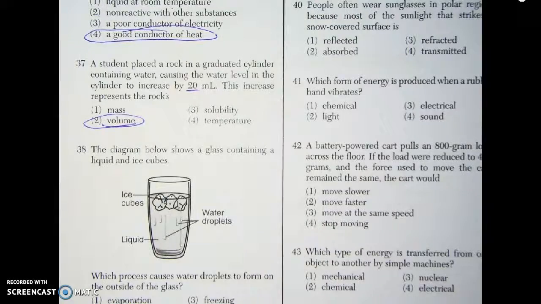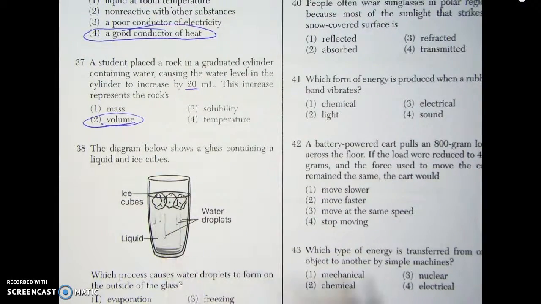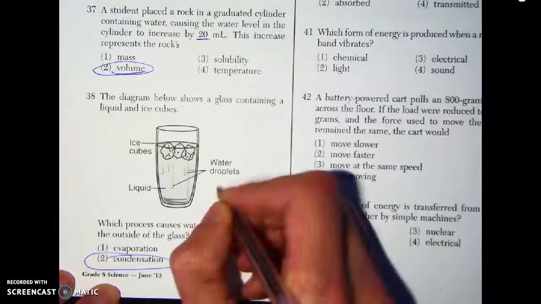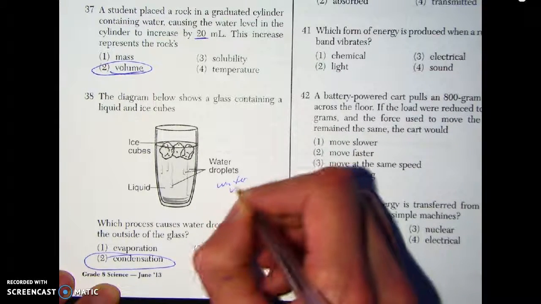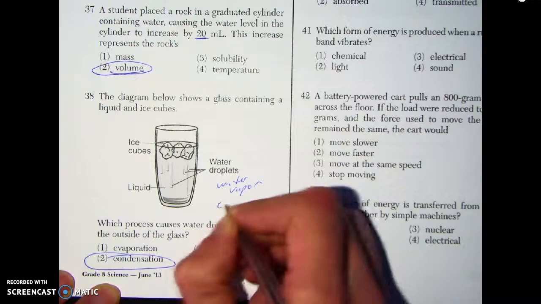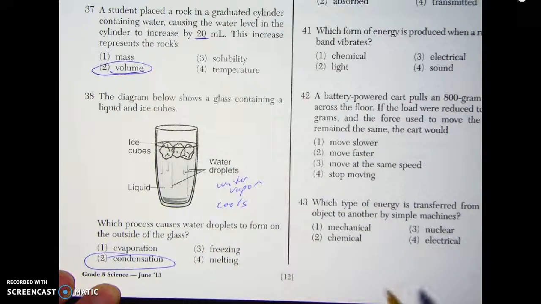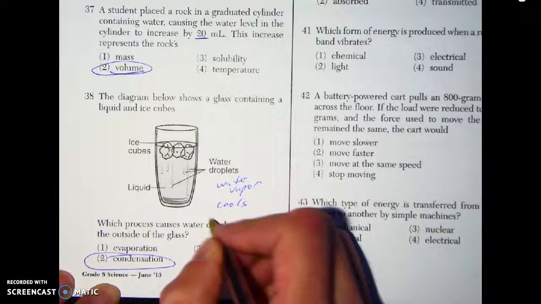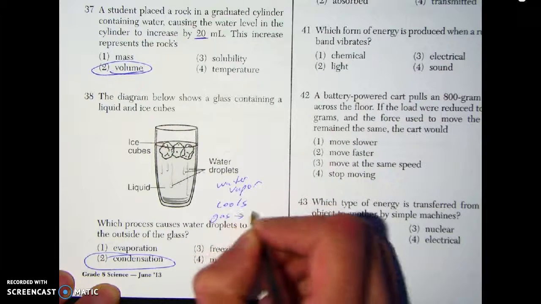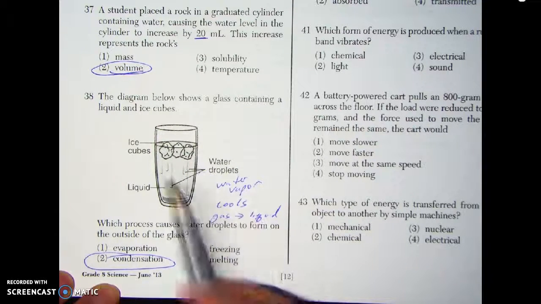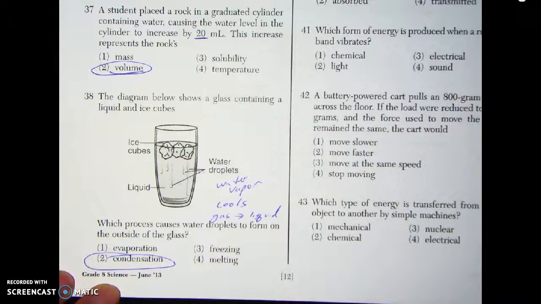Okay, for 38, we've got some ice cubes. These little droplets of liquid water are condensation. The water vapor in the air cools because of the ice and condenses and forms little water droplets on the outside surface of the glass. Condensation means that we go from gas to a liquid. When we have water vapor in the air, I think that we all know that the air is kind of humid sometimes. And when we cool that humid air down, we get liquid water, which we see on the drops of an ice cold glass.